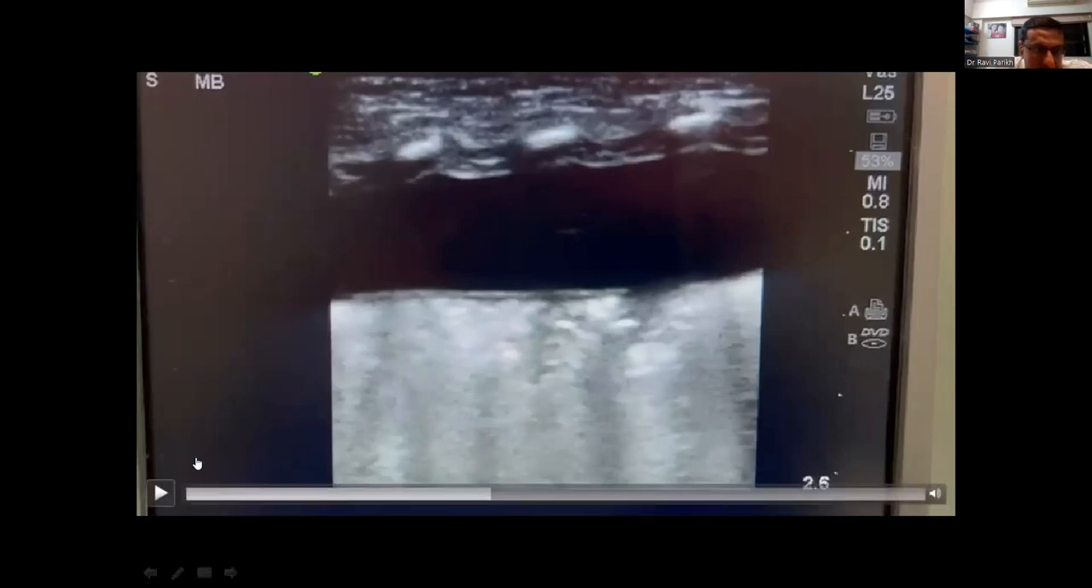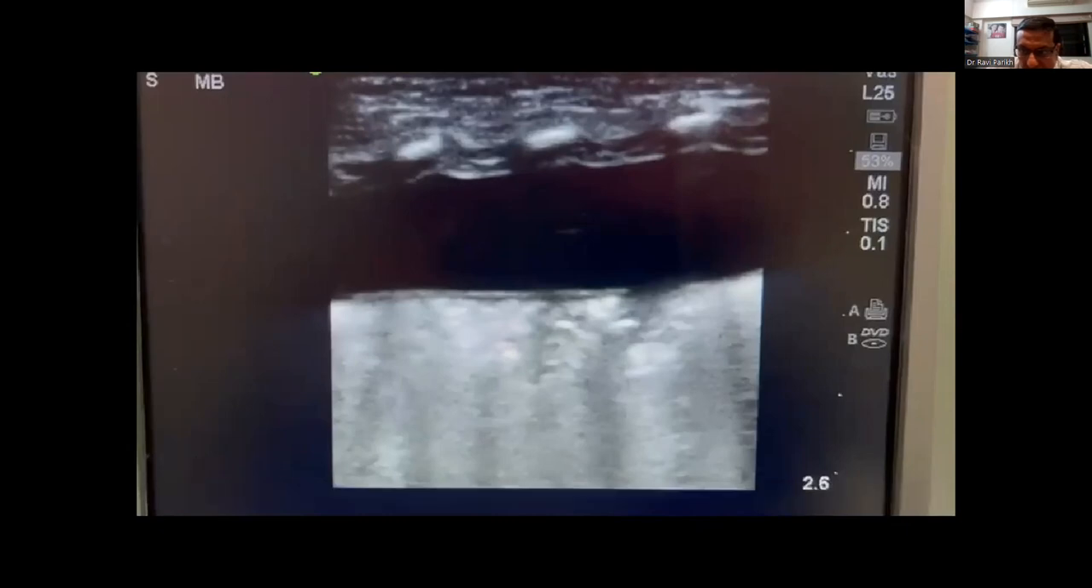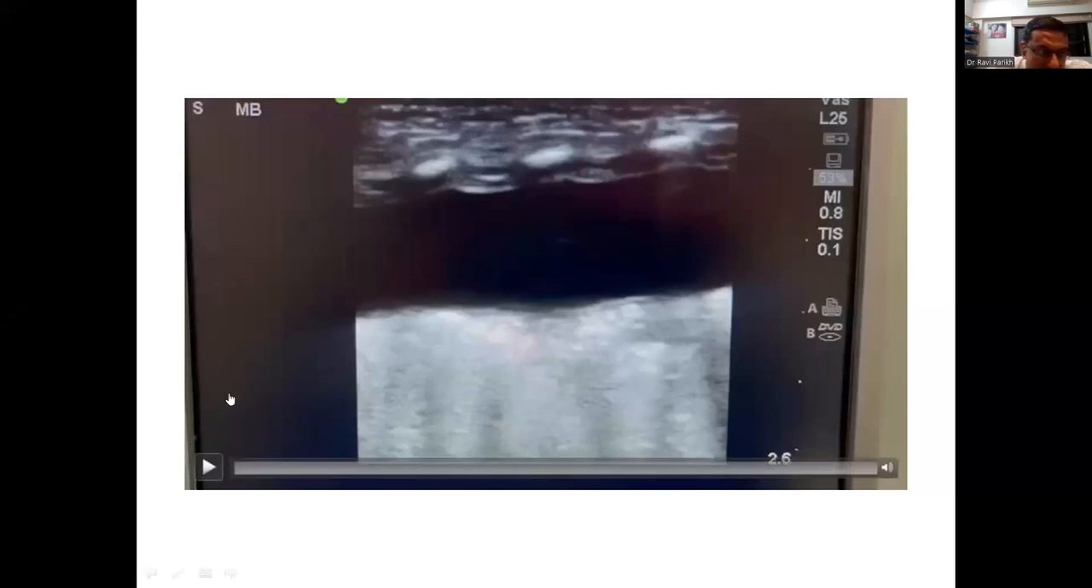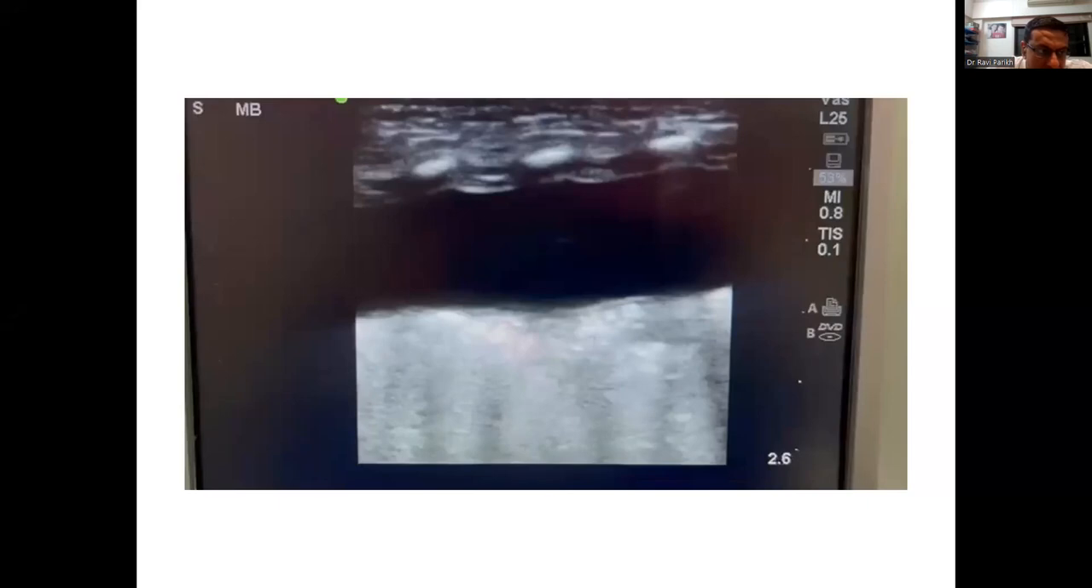So what was the color of your tap, ma'am? It was light yellow. Serous kind of. Yes, serous. So, beautiful images. What I could have done is put an M mode for the sinusoidal sign. I could have taken an axillary lower area to see that jellyfish sign, which I didn't do.